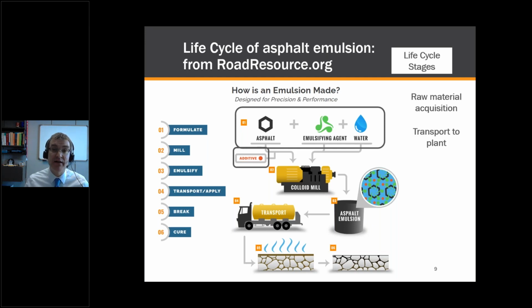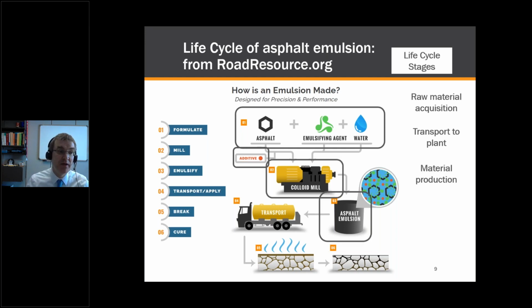You then need to take that raw material and transport it to the plant, the asphalt emulsion manufacturing facility, and then you produce the asphalt emulsion. So you take your asphalt binder, you take your emulsifying agent and water. The emulsifying agent and water combined is called the soap solution. And then you place those through a colloid mill. After you place those through a colloid mill, you've sheared those asphalt binder droplets into micron sizes that are suspended in the water by the emulsifier, and you place that in a storage tank, so an asphalt emulsion storage tank. So both the colloid mill and the asphalt emulsion storage take place at the asphalt emulsion manufacturing facility, and that's a part of the materials production.